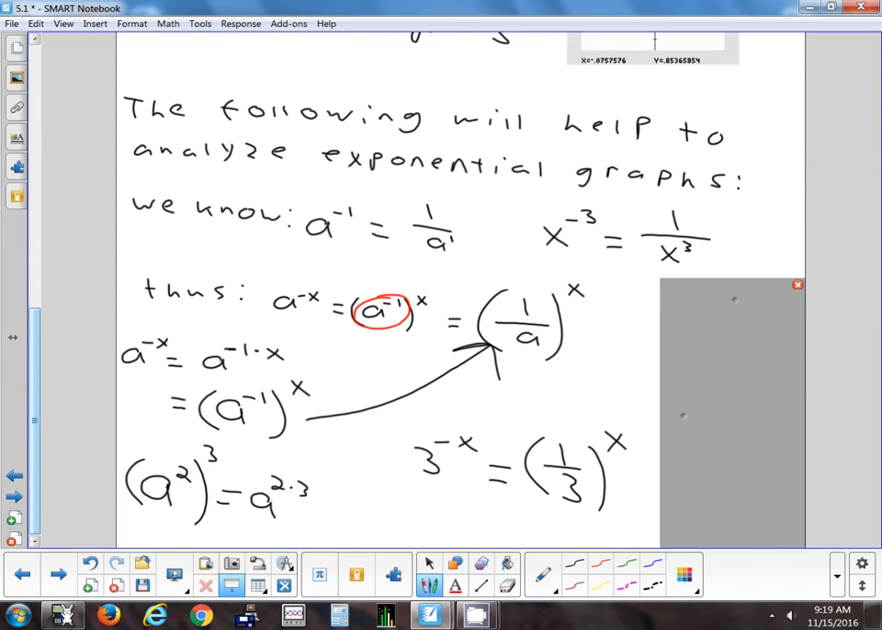So now I won't go through all these steps in the middle. I'll just take this number, 3, flip it, and make the x positive. All right, so that's generally how we want to think about negative exponents. Get rid of them. Don't think about them. Make them positive.